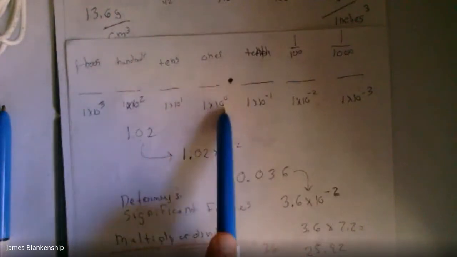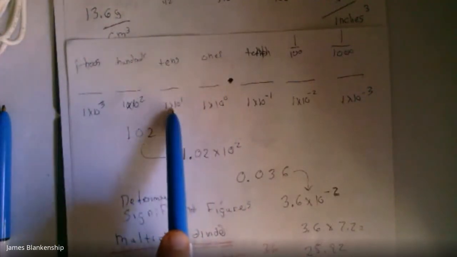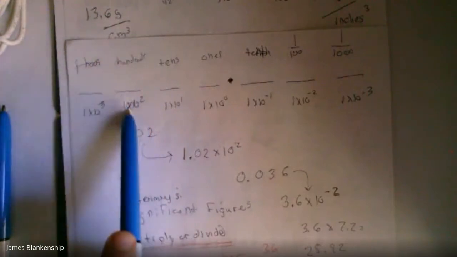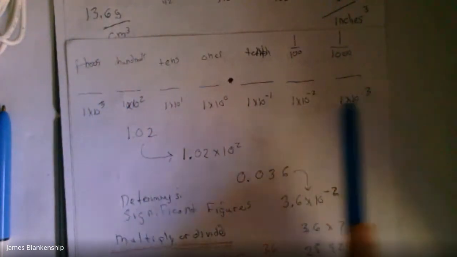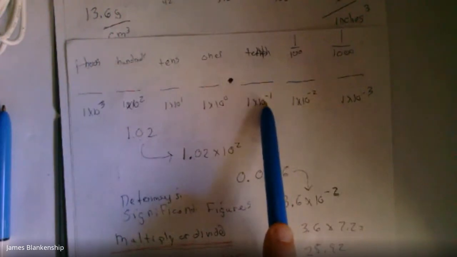We then talked about scientific notation. 10 to the 0 is 1, 10 to the 1 is 10, 10 to the second is 100, 10 to the third is 1,000, and then -1, -2, -3. Negative exponents are signifying values of less than 1.